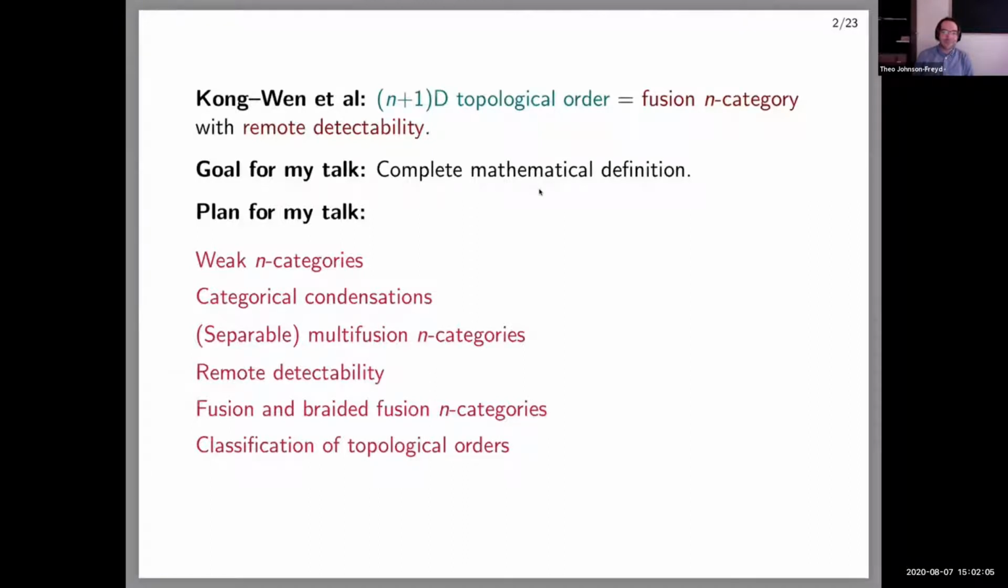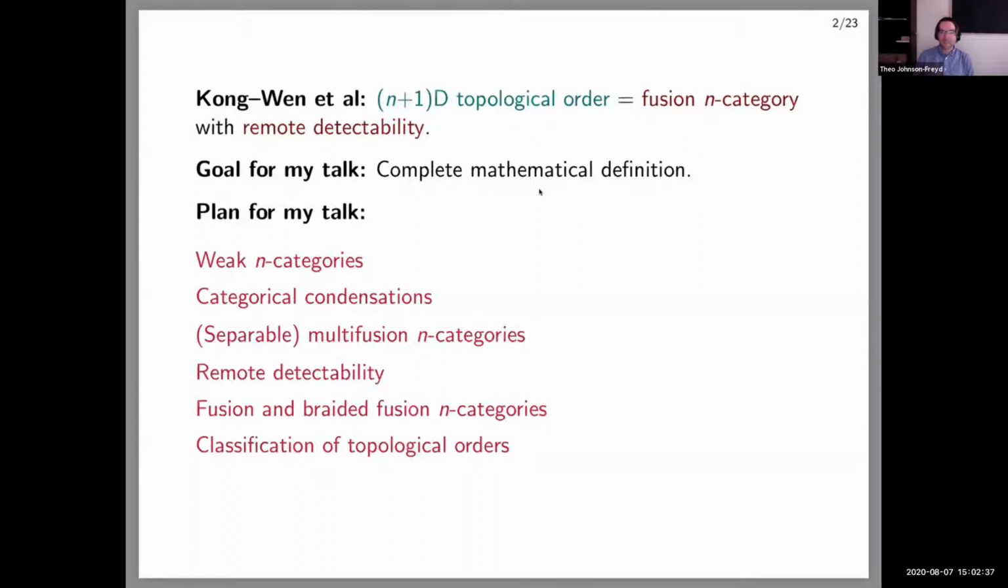I'll very briefly talk about weak n categories in general, and then I'll very briefly say something about categorical condensations. Davide also mentioned condensations, and so did David this morning. Then I'll mention our definition of multifusion n category. I'll say something about remote detectability, then about the difference between fusion, multifusion and braided fusion, and I'll end by saying what I can do in the way of classifying these.